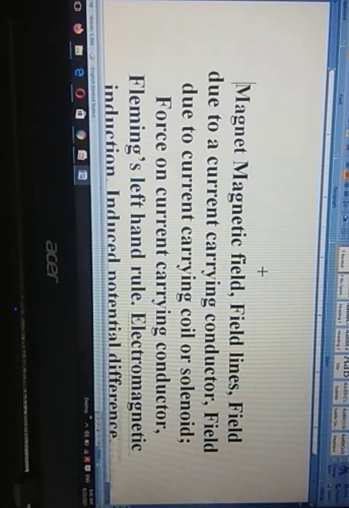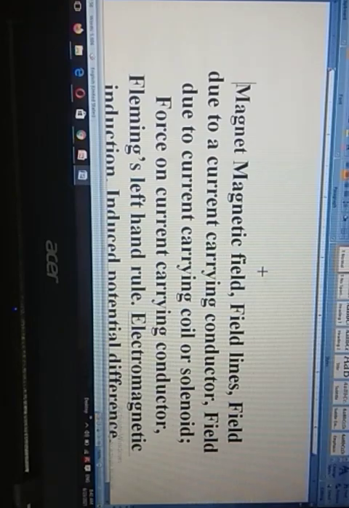I am going to start the second chapter of physics. The name of this chapter is Magnetic Effect of Electric Current. As the name suggests, in this chapter we will study the magnetic effect of current. In the first chapter we learned about current, which is produced due to the free flow of electric charges.